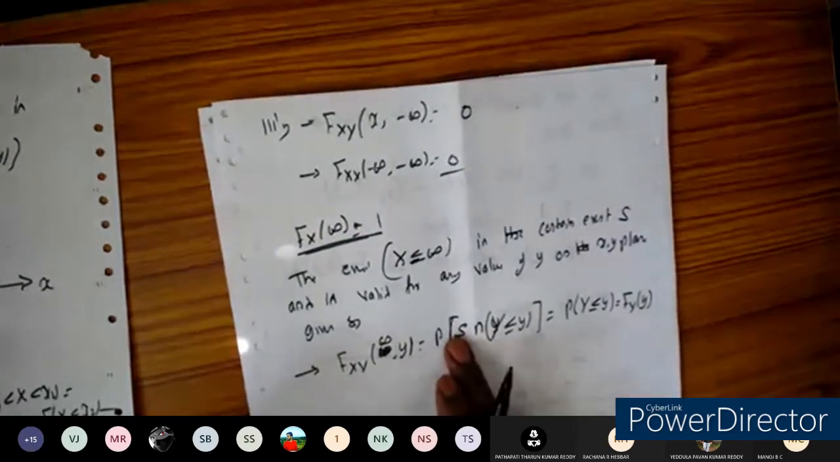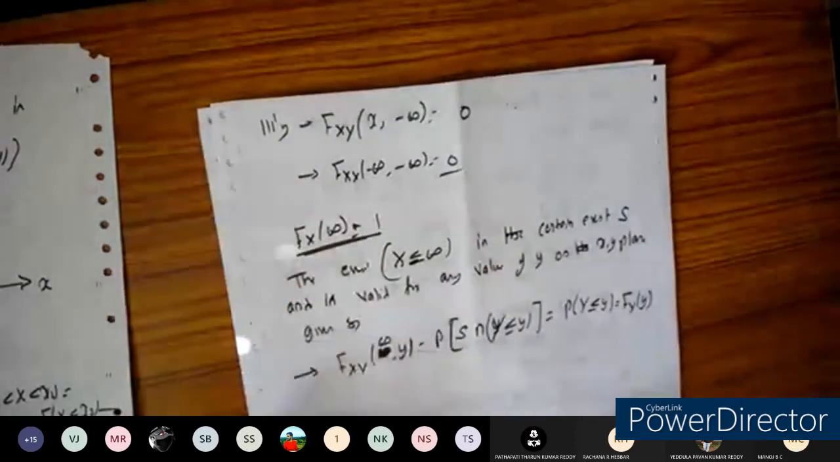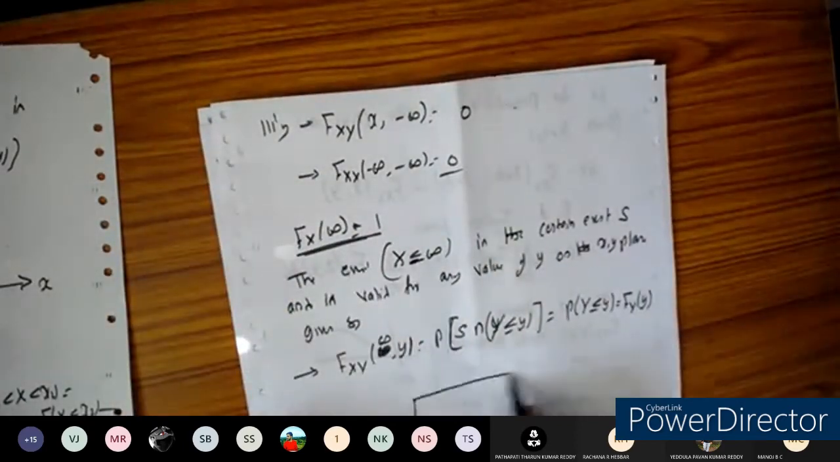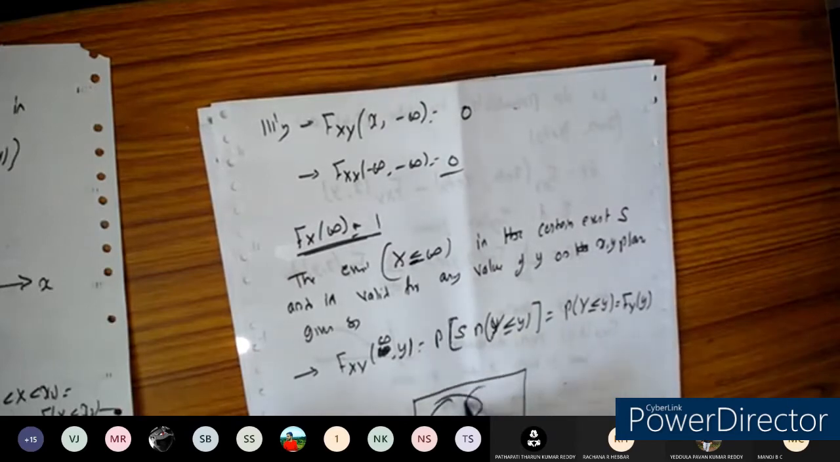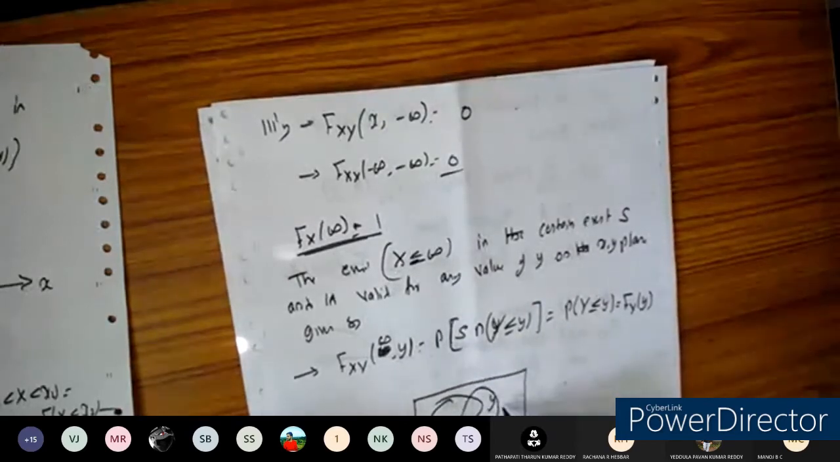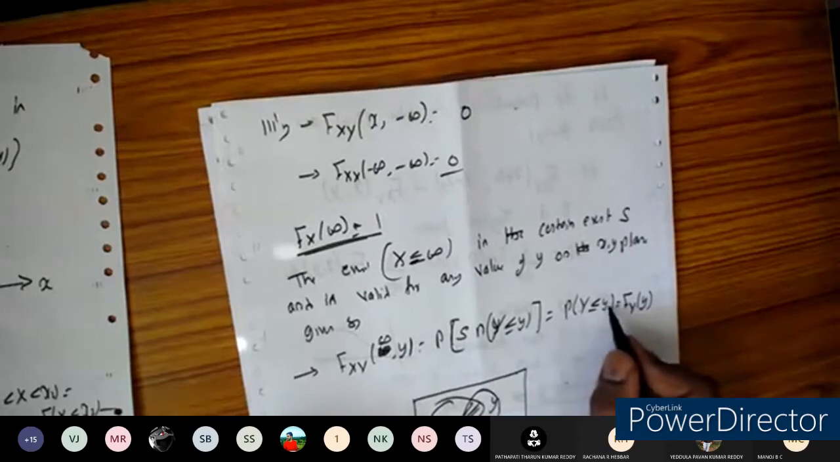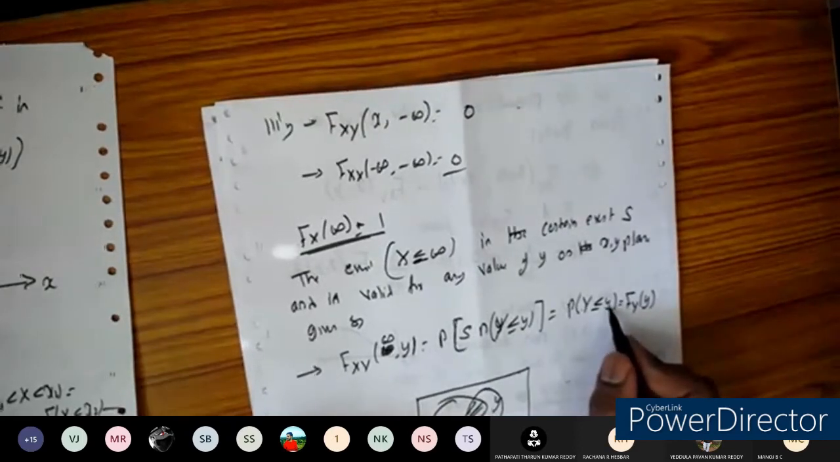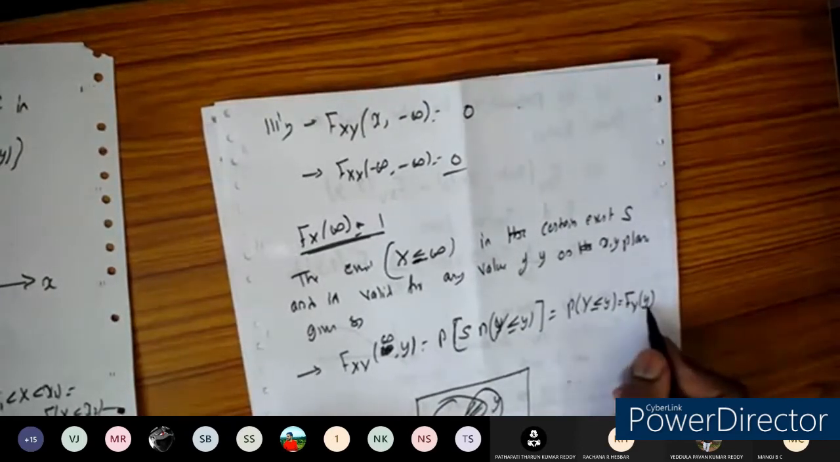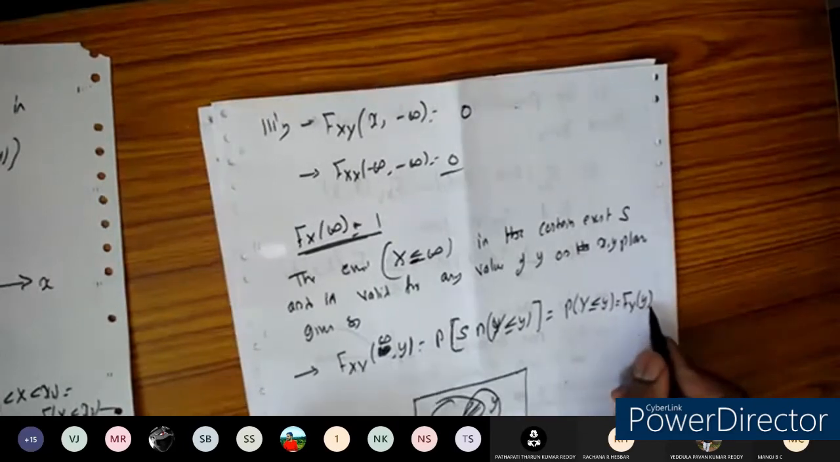Because the sample space is nothing but all the events, for example in terms of a Venn diagram we can show it like this. When I take the intersection with Y, only those quantities of Y will be there. That's why I take it as the probability of Y less than or equal to y. This will be equal to FY of y.